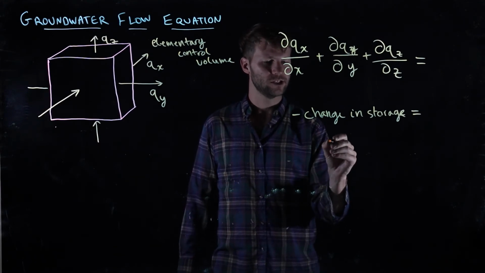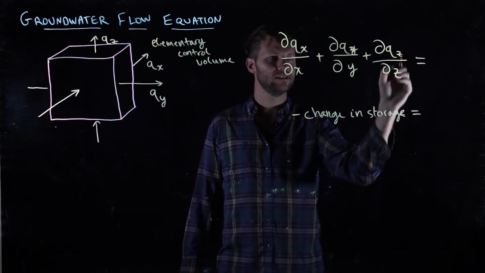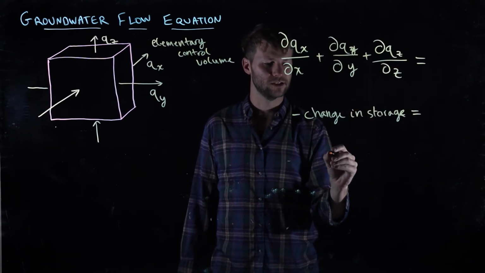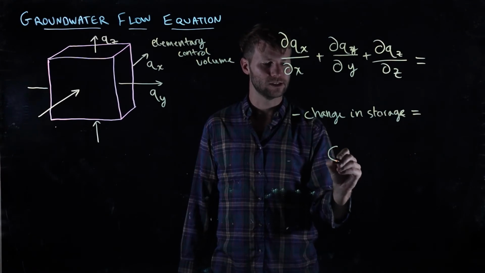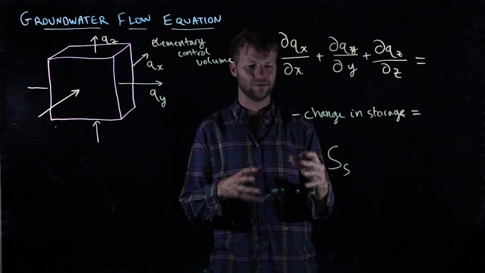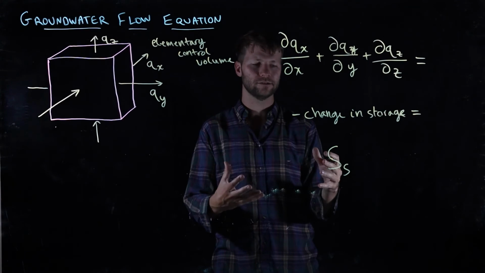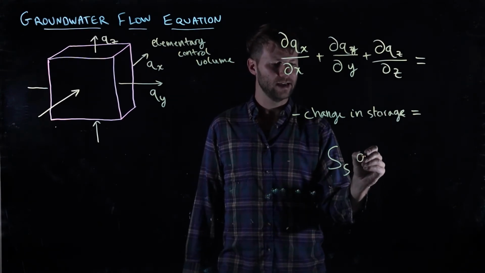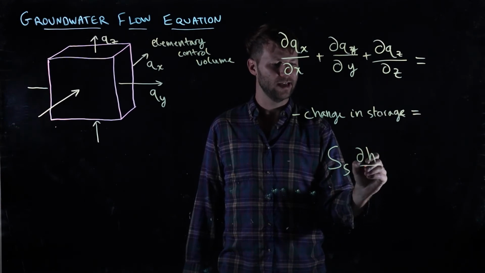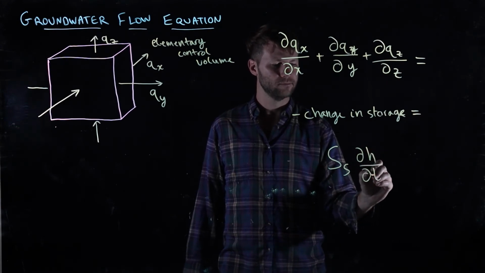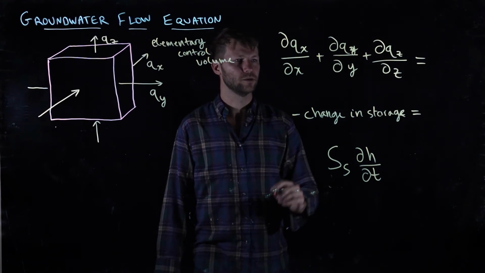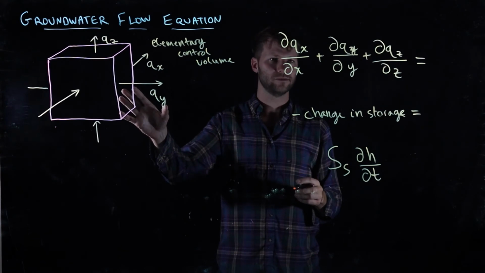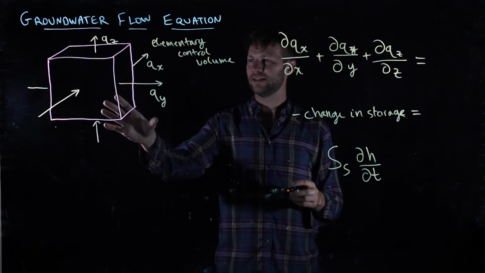So the relationship is that these fluxes, the in and out, how their relationship to the change in storage is going to be related to the specific storage, which describes the volume of water gained or released per volume of aquifer, per change in head, times any change in head in time, just like this. So this is the start of a generic form of the groundwater flow equations given this particular control volume.